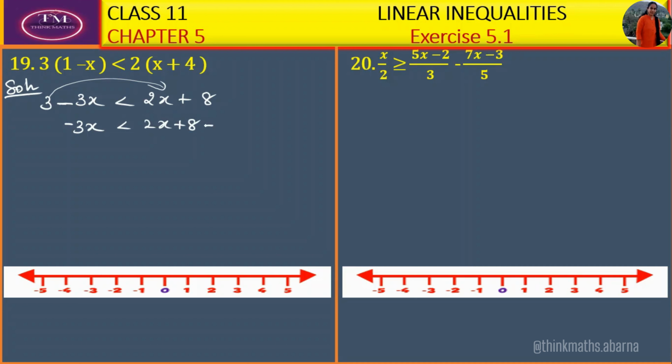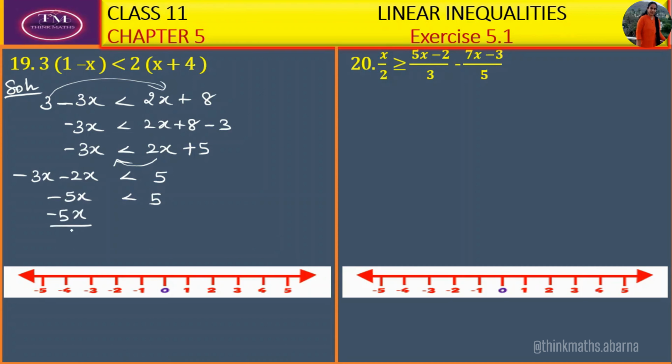This plus 3 will become minus 3. So minus 3x less than 2x. 8 minus 3 is 5. Now bring this 2x to the left side. So minus 3x minus 2x less than 5. Minus 3x minus 2x is minus 5x less than 5. So to avoid this minus 5, we will divide by minus 5. As we are dividing by a negative number, less than will become greater than.